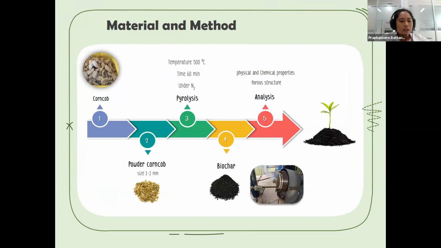The material of this work was corn cob from agricultural waste. It was reduced to moisture content less than 12% by solar drying. After that, it was milled by machine, remaining at size 1 to 2 millimeters. The method used pyrolysis in a reactor adapted from a herb dryer. The pyrolysis condition used a temperature of 500 degrees Celsius and a time of 60 minutes under nitrogen gas. After the process, the sample was called corn cob biochar. The biochar was analyzed for its physical, chemical, and porous structure.